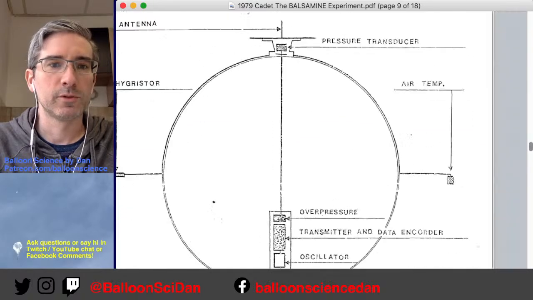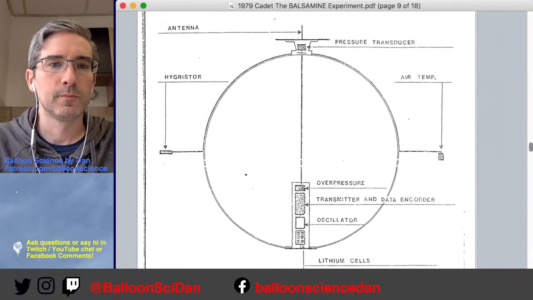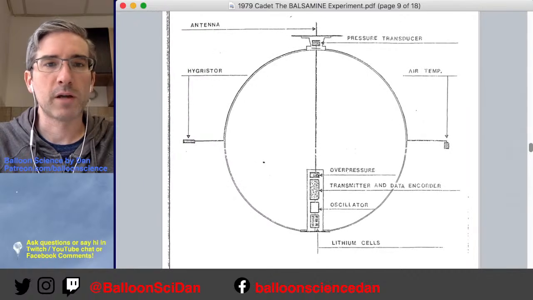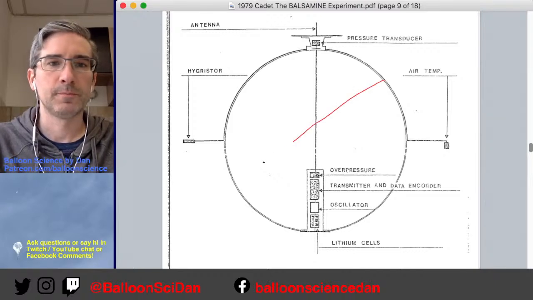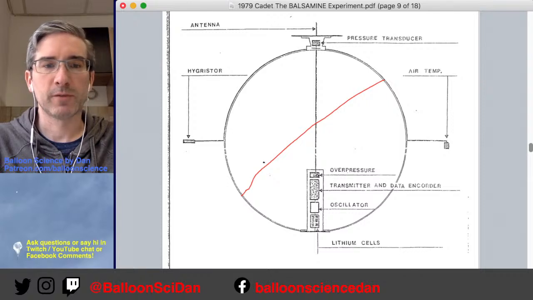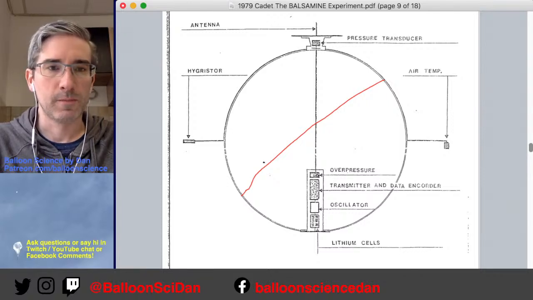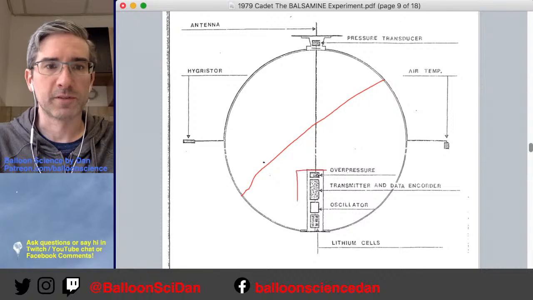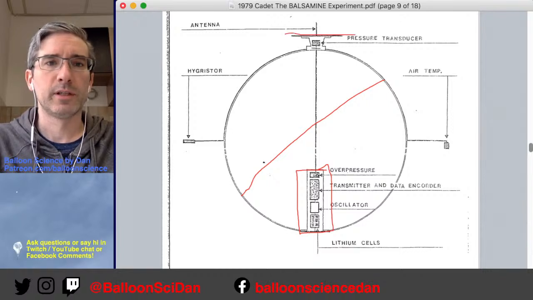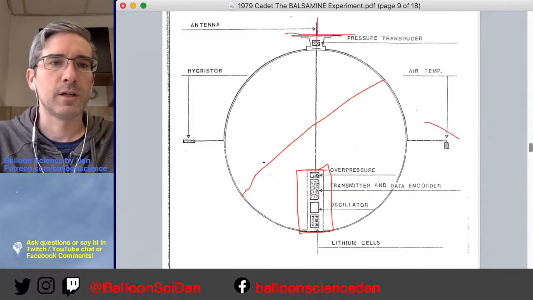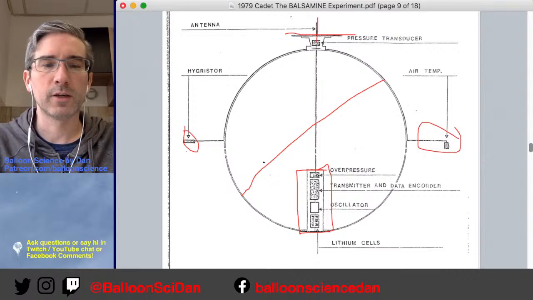Here's our balloon, just a little review. Your spherical mylar envelope, which was 2.5 meters across, that was made of a clear, strong plastic mylar. And your electronics were all stuffed here inside of the helium chamber, sealed away from water and rain, with the solar panel up here and your antenna. Your temperature sensor and your humidity sensor, called a hygrostor.